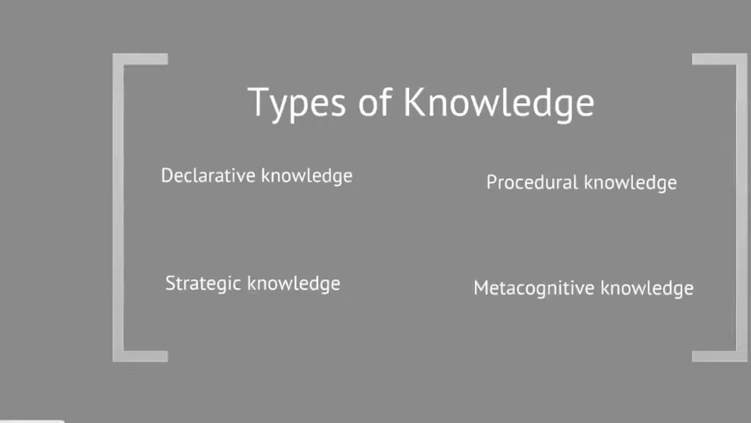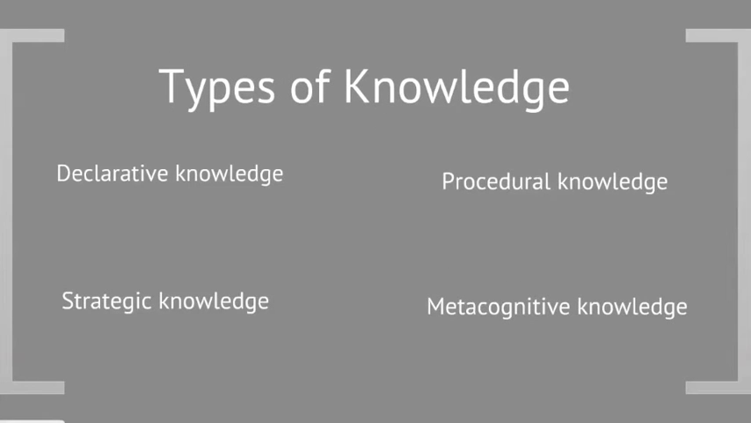Now, there are four main types of knowledge. The declarative knowledge, which is facts, data, concepts, principles. Procedural knowledge, which is how to perform a task, action, or process. Strategic or conditional knowledge, which is knowledge of how to apply principles and experiences to various and new situations. And metacognitive knowledge, self-awareness of how one learns.